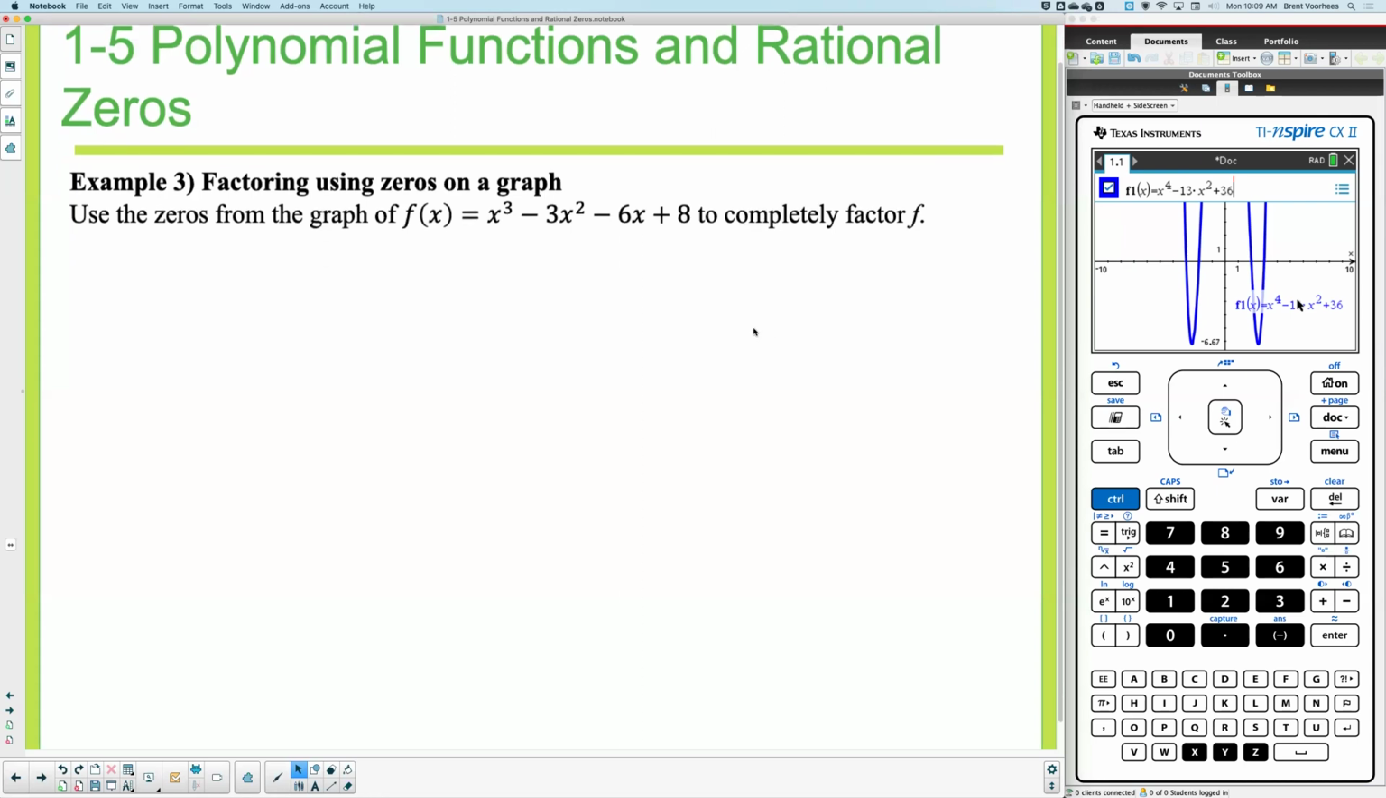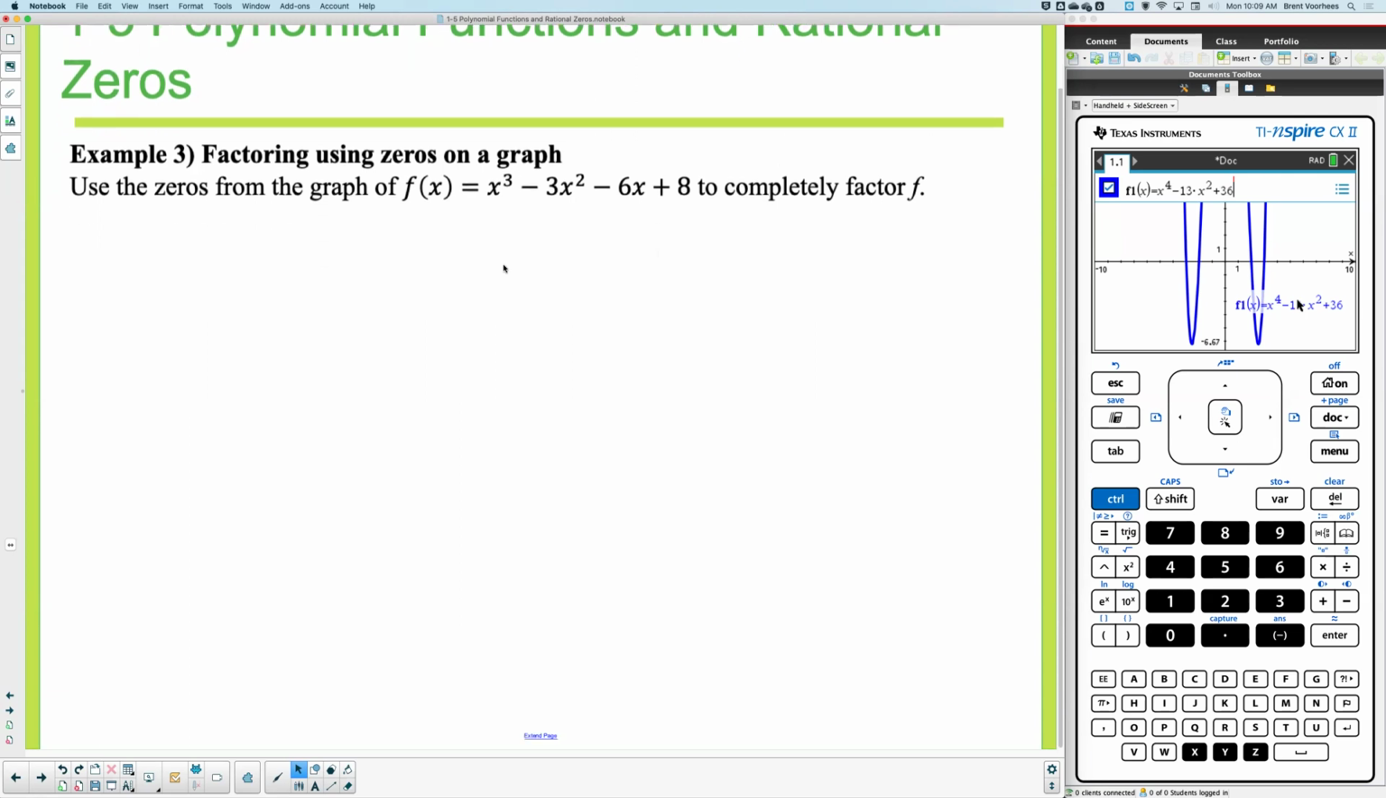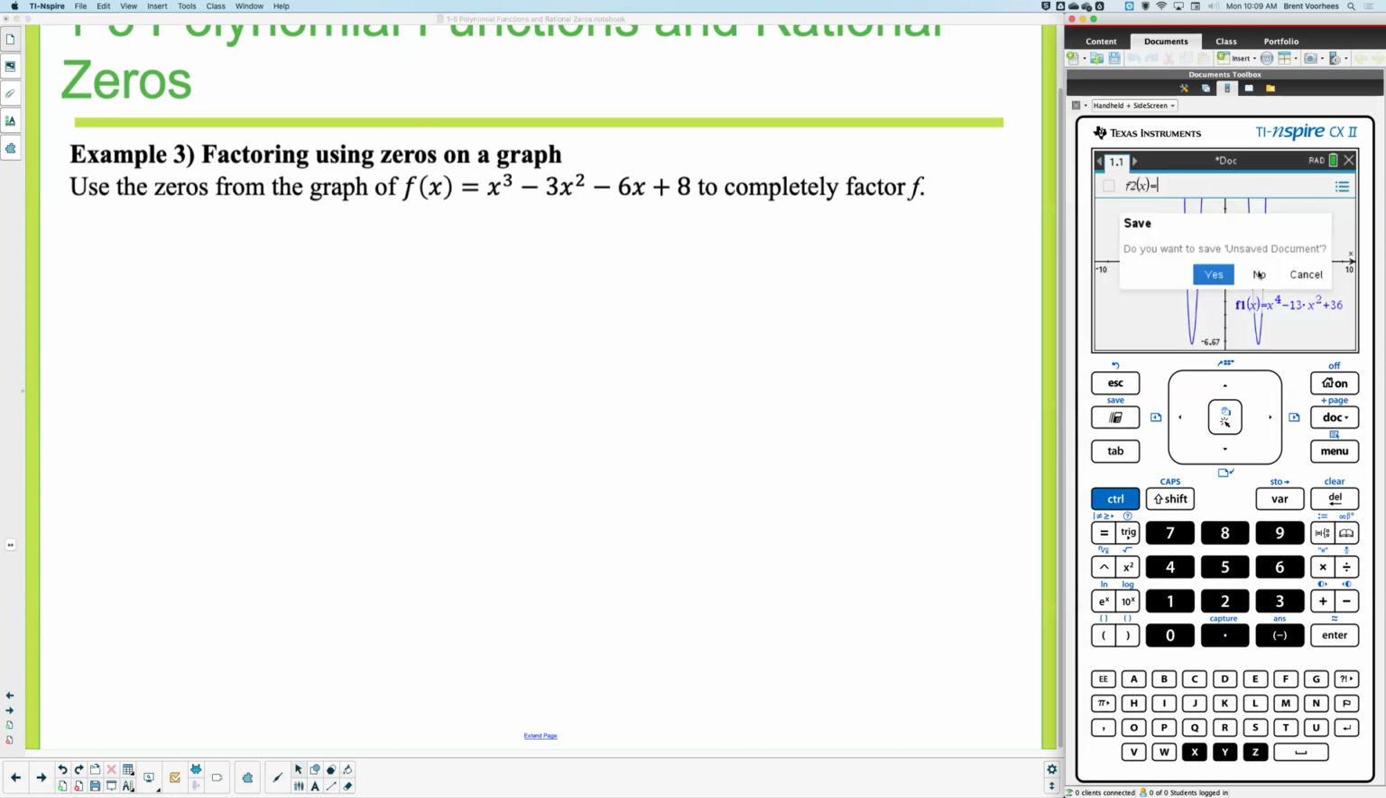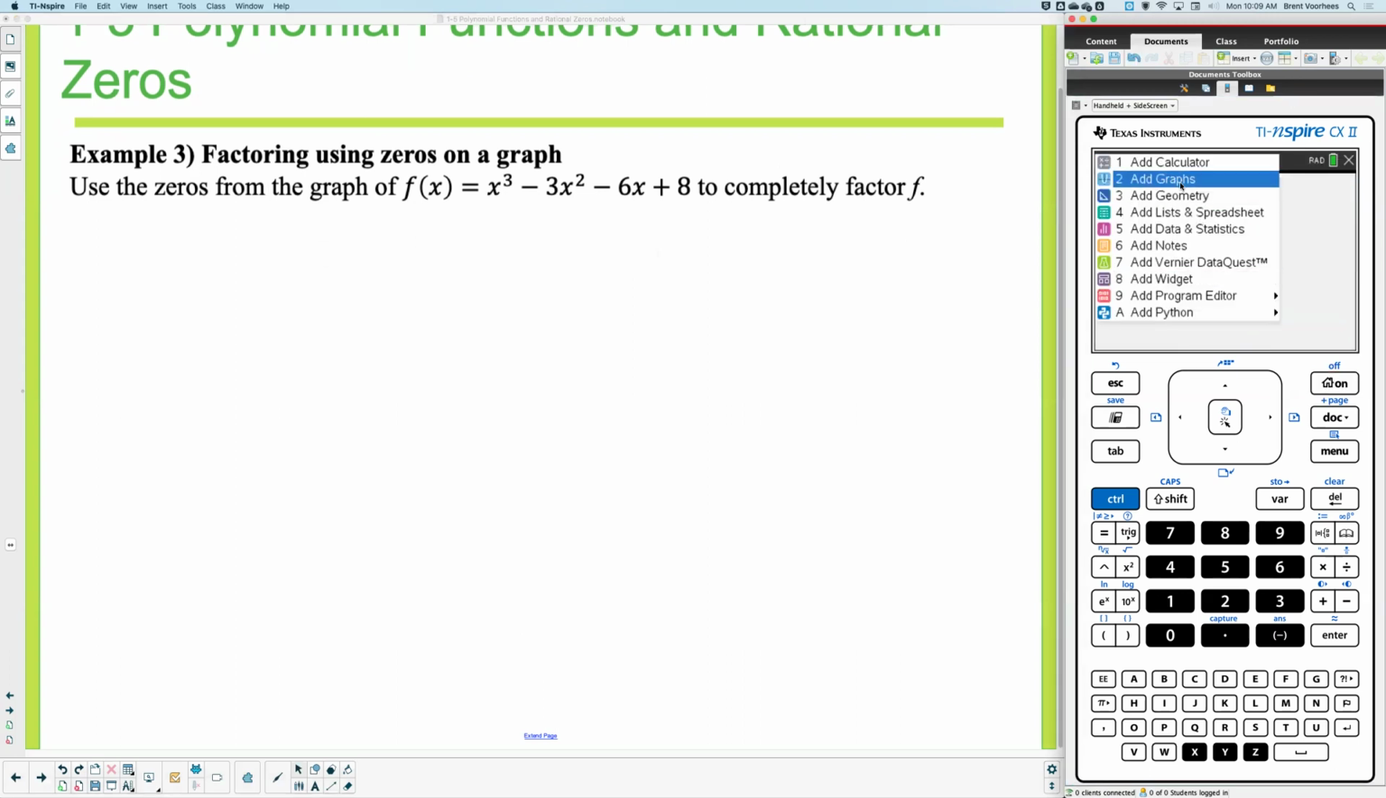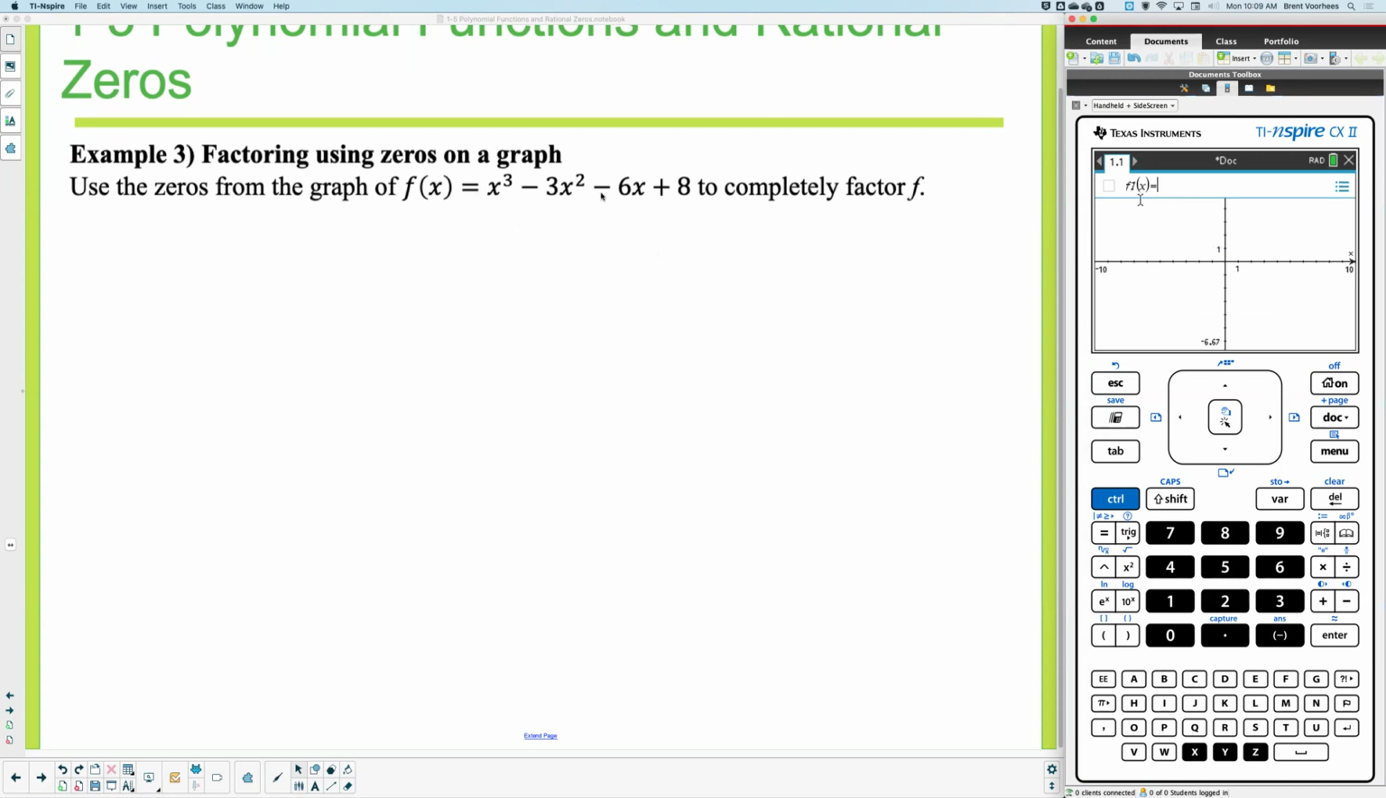All right, now I'm going to show you how we can kind of do this backwards. The last few problems, we've started with the algebra and then gone to the graph. This time on example 3, I'm going to show you how you can use your graph to give you an equation. So open up your calculators with me. Go home screen, new document, don't save. Add a graph, and let's type in this equation.